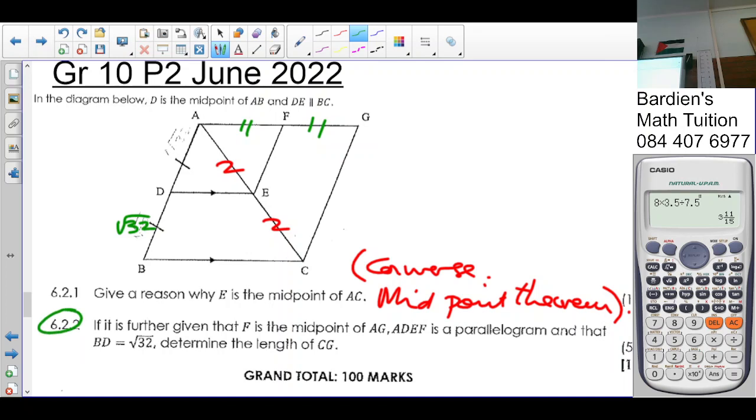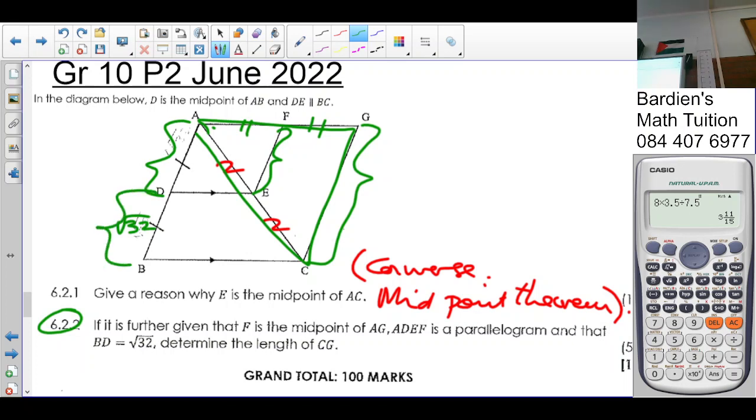Okay, so CG is this length here. We know that CG is double the length of FE, because here the midpoint theorem is evident. Then we know that FE is equal to AD, and AD would be equal to DB. So let's lay that out.